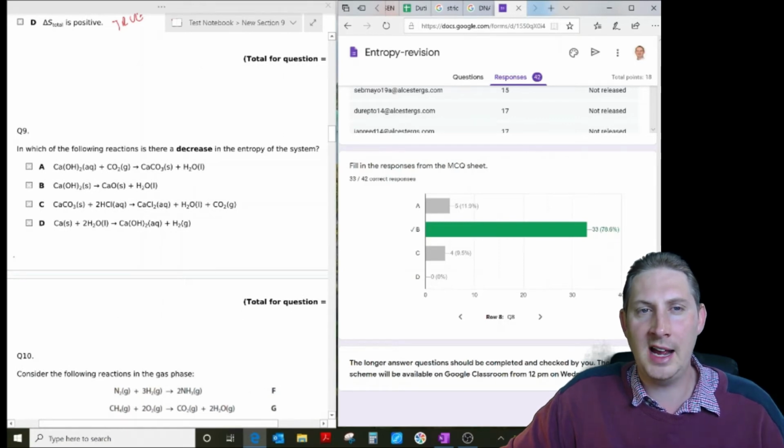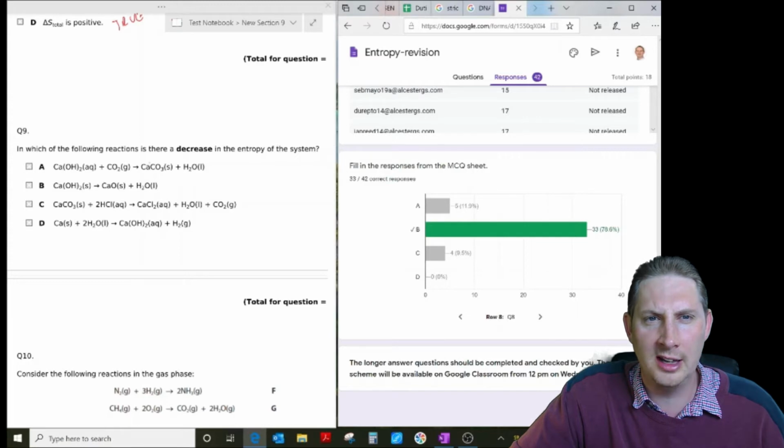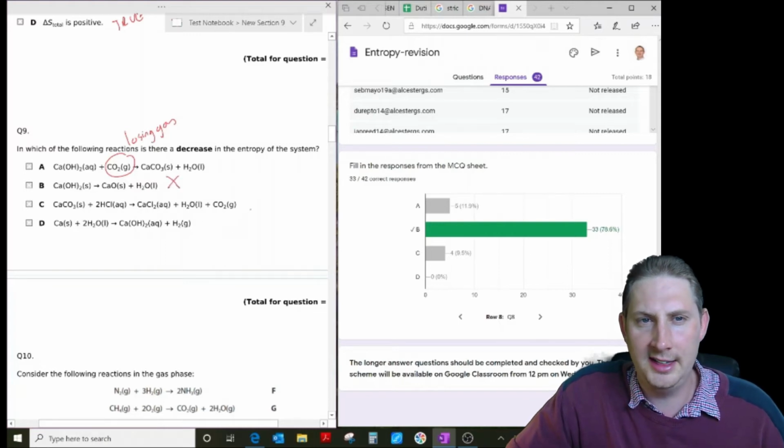In which of the following reactions is there a decrease in entropy of the system? So we're looking for anything where gases are being destroyed, like this one. We're losing a gas. So that's a contender. This one, solid going to solid and a liquid. No, that would be an increase in entropy. This one, we're generating a gas, so no, that would be an increase in entropy.